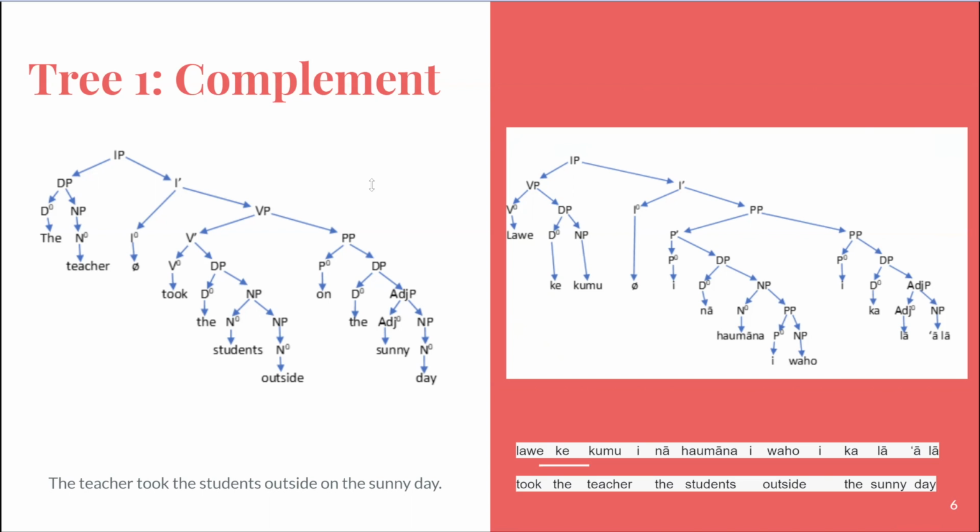So the main difference that you see between these sentence trees is that the verb leads the sentence, like the head or the start of the tree. So instead of it being the DP, the teacher, it's VP, took, and then it leads into the DP.